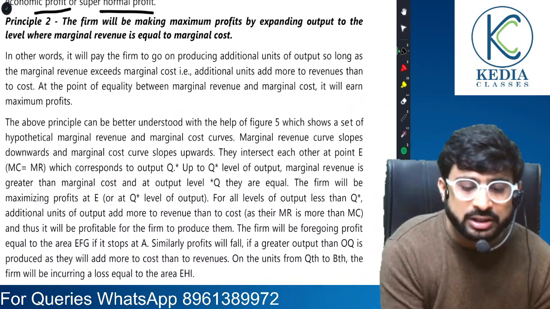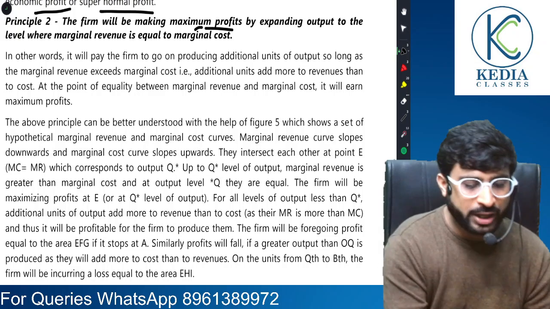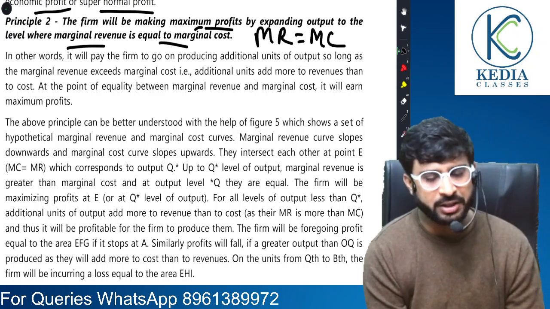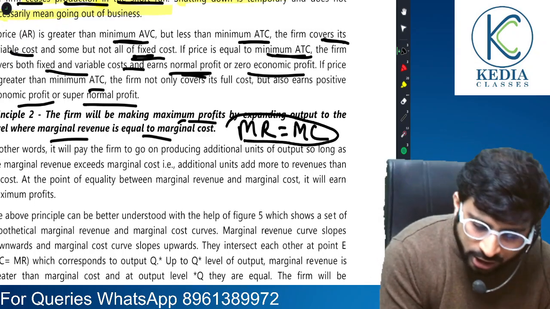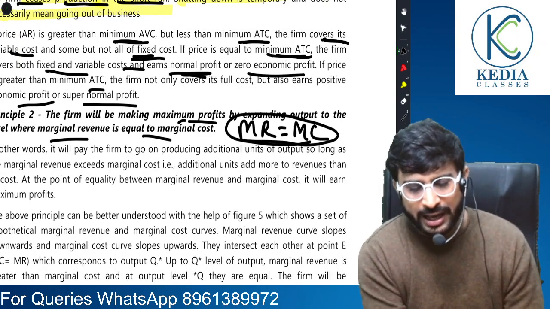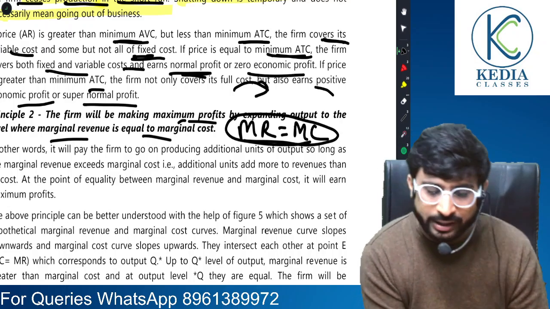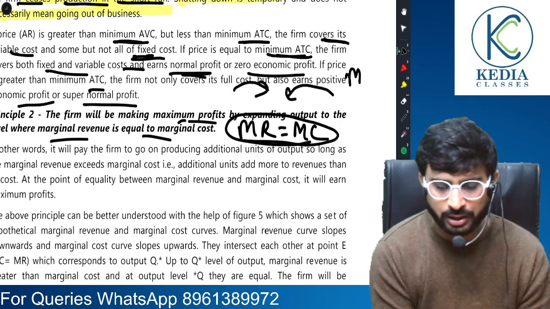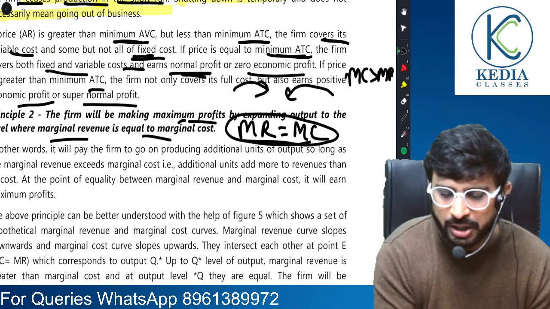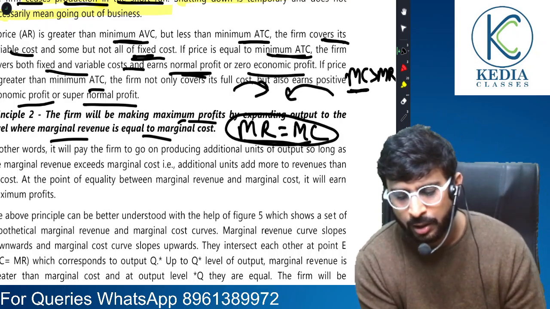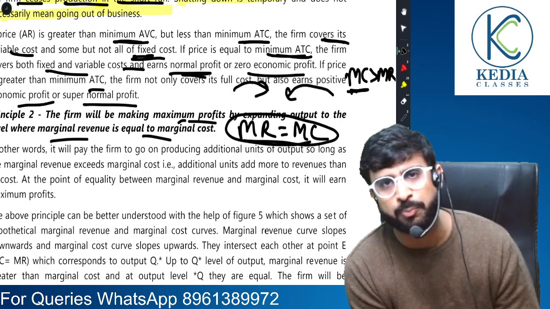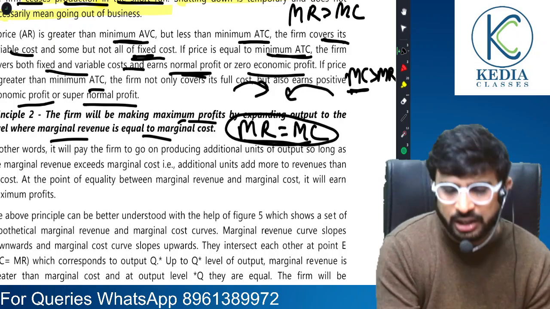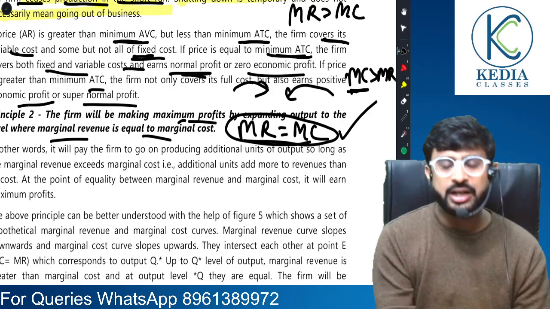Next, when will the firm maximize profits? When MR equals MC, when marginal revenue equals marginal cost. What does it mean? It means I should continue production till the point where every additional unit that I sell, I am able to recover the additional costs incurred. But if marginal cost becomes greater than marginal revenue, I should stop production. You know why? Because my additional costs are greater than my additional revenue. If MR is greater than MC, I should definitely continue production. But till what point? Till MR equals MC.